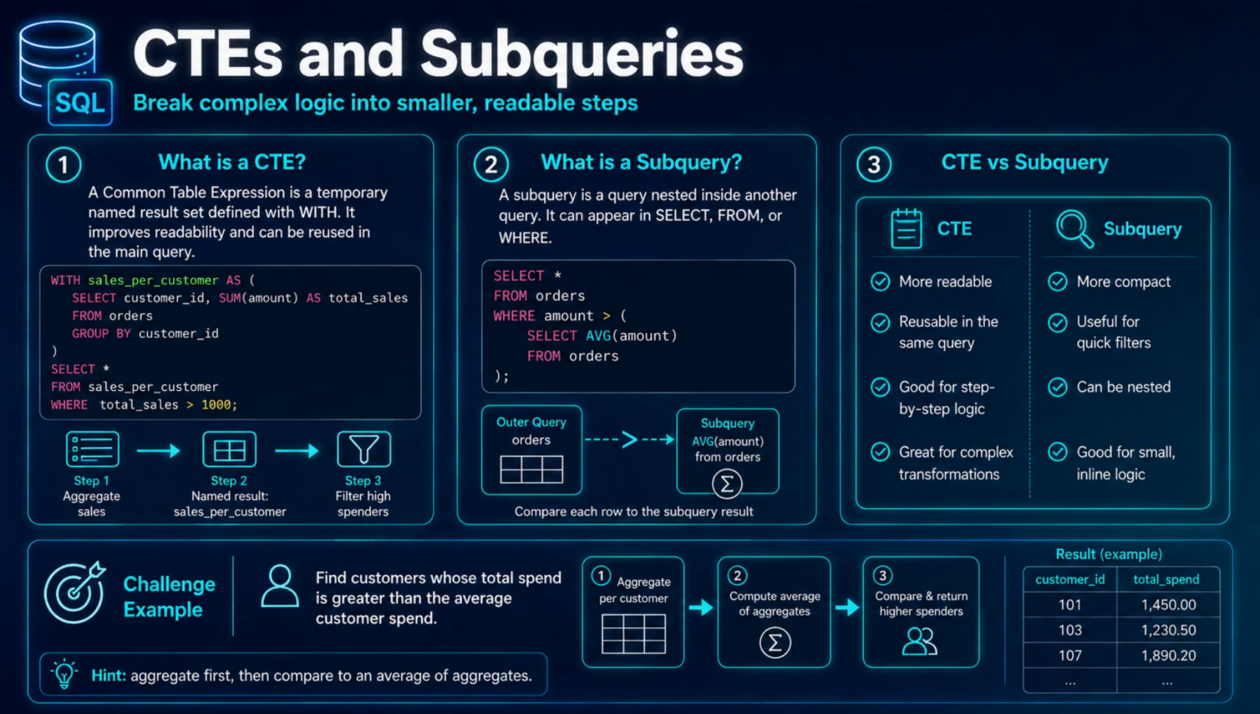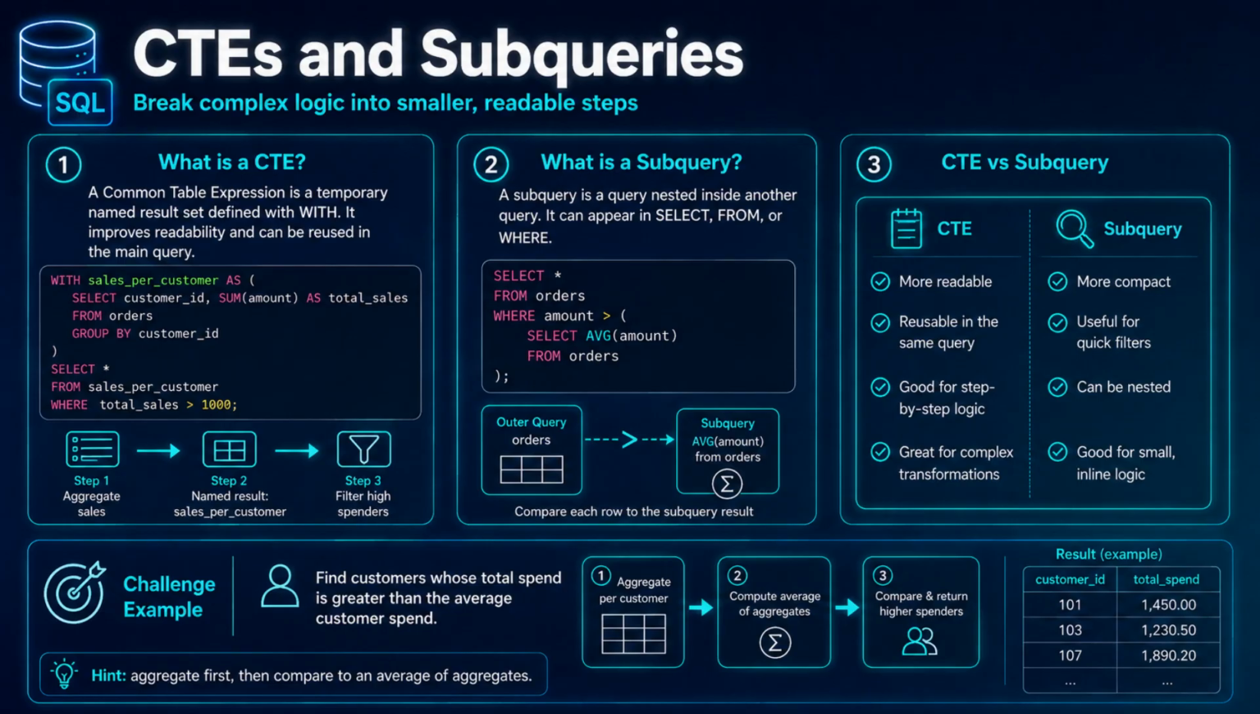A CTE means common table expression. This is a powerful feature in SQL that allows you to create a temporary named result set that exists only for the duration of a query. In simple words, a CTE is a temporary named result set that you define using the with keyword. It acts like a local view that can be referenced within the main query. The main benefit of a CTE is readability. When working with complex queries, it can be challenging to follow the logic if everything is written in one long statement. By breaking the query into smaller parts, you make it easier to understand and manage.